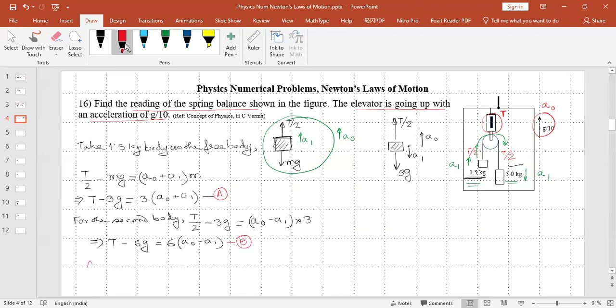Solve equation A and equation B. We find that the tension T is equal to 22 pi by, and T is the tension which is experienced or felt by the spring balance.